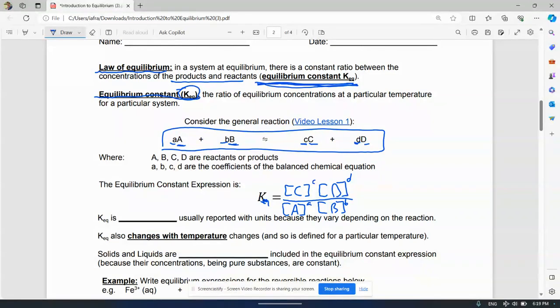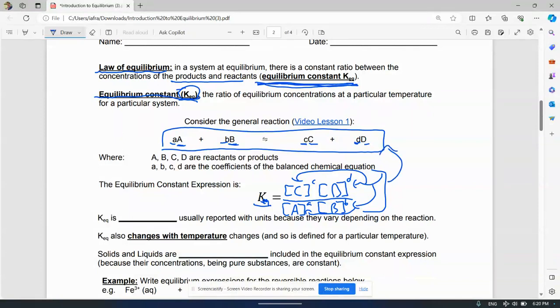So the idea is that if you knew the concentrations at equilibrium, you could plug them all into here, here, here, and here, and that gives you your equilibrium constant. So the constant is the K value itself, which is a number, and then the expression is when you write the expression based on the equation you have for that reaction.